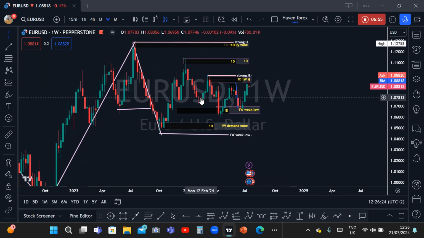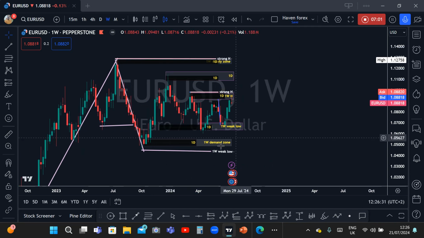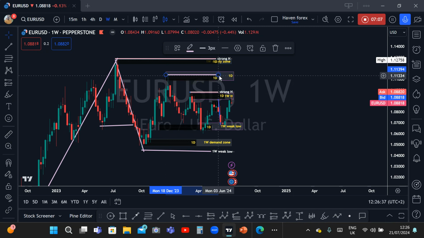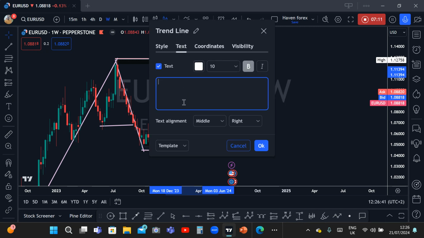This is a weak high. It's a weak high. We call it here. We'll just put a symbol here. This is how to denote, to know the direction of the trend. This is a weak high.